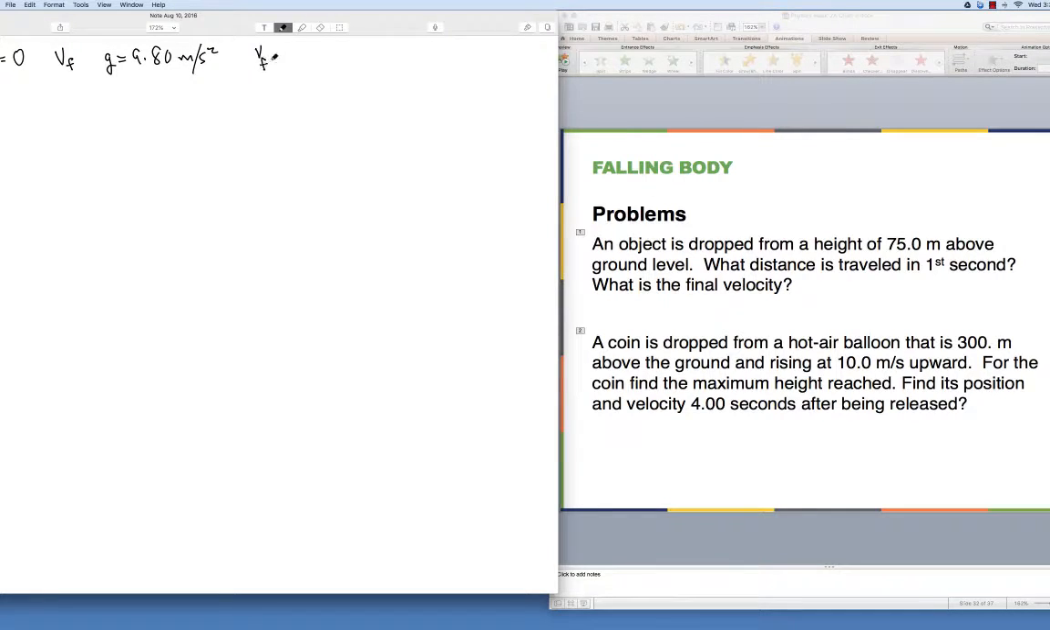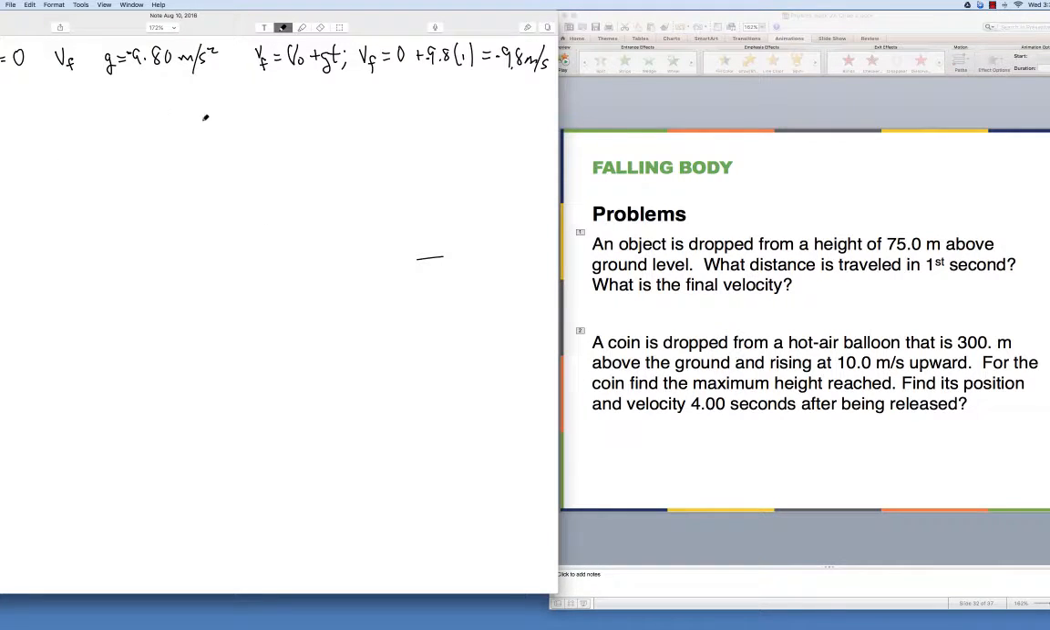So Vf is equal to V0 plus gt. And in this convention, actually g is minus because it directs downward. So Vf is going to equal 0 plus minus 9.8 times 1, or minus 9.8 meters per second, which means it's traveling down at minus 9.8 meters per second.